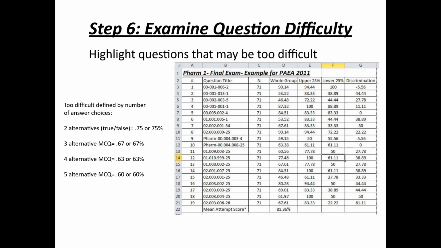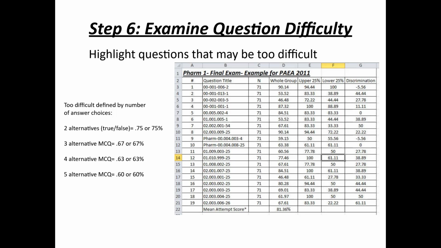Now, how do you know if something's too difficult? Well, statistically, if you only have a true-false question, then you have a 50-50 chance of guessing. If you've got a three-choice question, then you've got a 33% chance of guessing. So it's been calculated that with two alternatives, if the difficulty is less than 75%, then you want to look at it and see if it's too difficult.